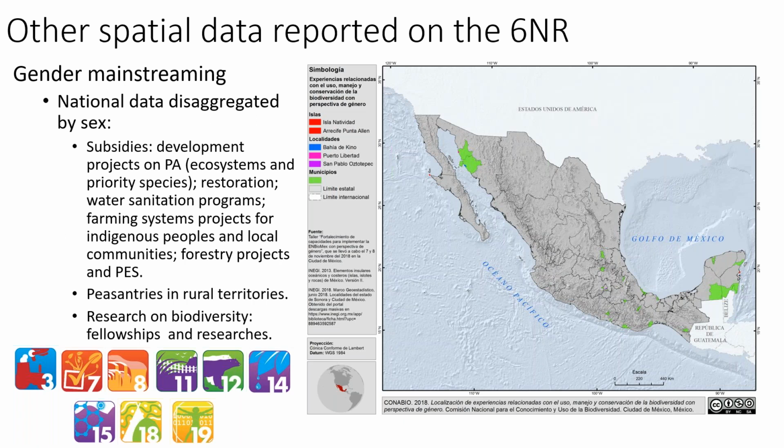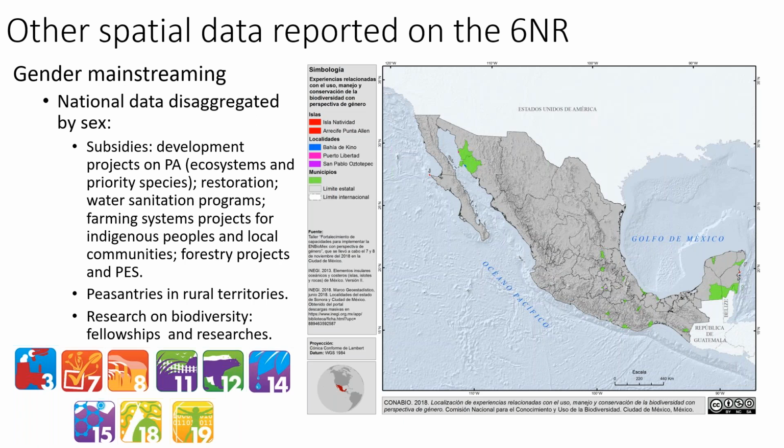and 19, on topics related with subsidies, incentives, development projects on protected areas, restoration and participation, water zonation programs, farming system projects for indigenous people and local communities, forestry projects, pay for environmental services, and topics related with research on biodiversity, people involved like fellowships and researchers on research on biodiversity.